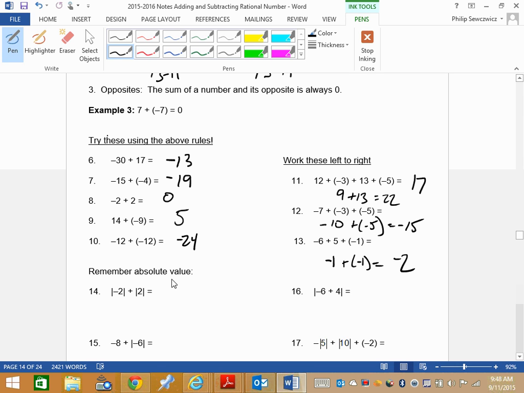I really am. All right, so absolute value. Remember, absolute value is the distance from 0. So the absolute value of negative 2 is 2. The absolute value of 2 is 2. So we're going to add together. It's 4. Absolute value is a lot like parentheses.